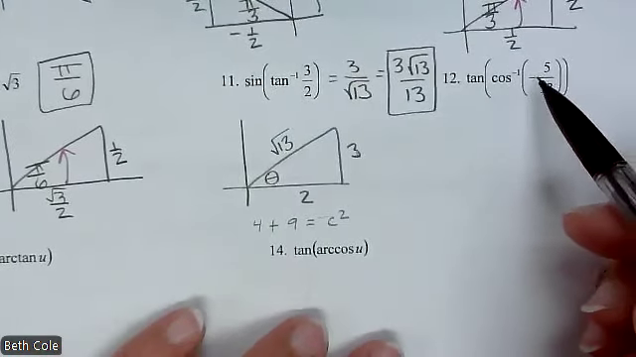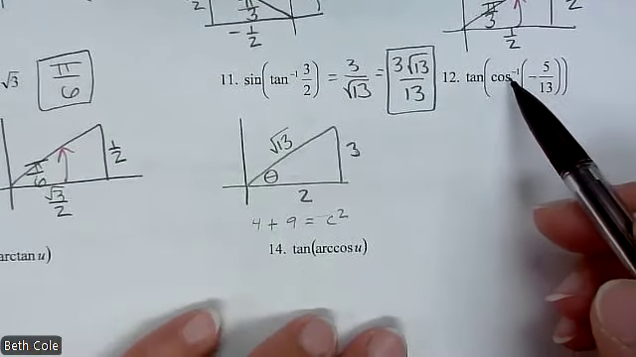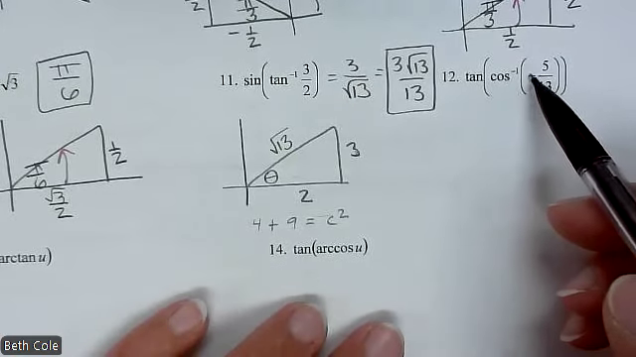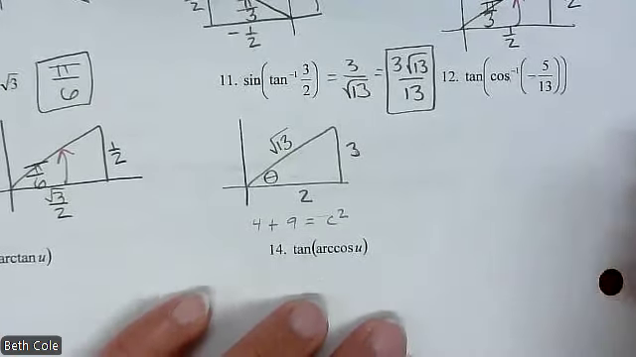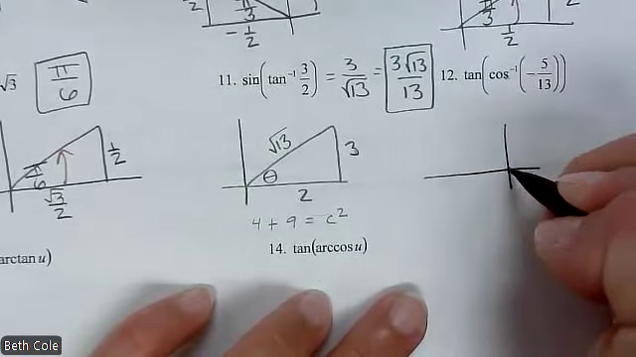First of all, this is negative. And this is cosine. So it's not in quadrant 1. Where's the other option for cosine? 2. Okay, so draw your triangle in quadrant 2.